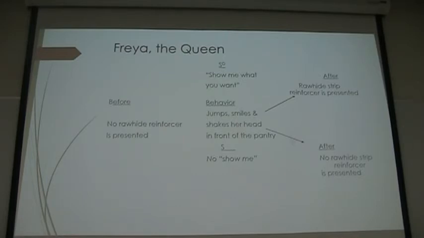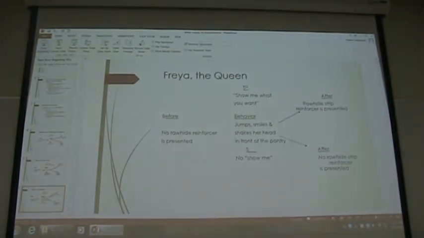Rawhide strip reinforcer is presented. Then you ask the question, is there a discriminative stimulus? The answer is yes. It's a verbal SD: show me what you want. And then she engages in this behavior of jumping, smiling, and shaking her head in front of the pantry door. That behavior is reinforced. It only occurs in the presence of the SD. If she engages in that behavior under any other stimulus condition, it's put on extinction. Okay? That's only one dog trick that she knows. Okay. Any questions about discrimination training?